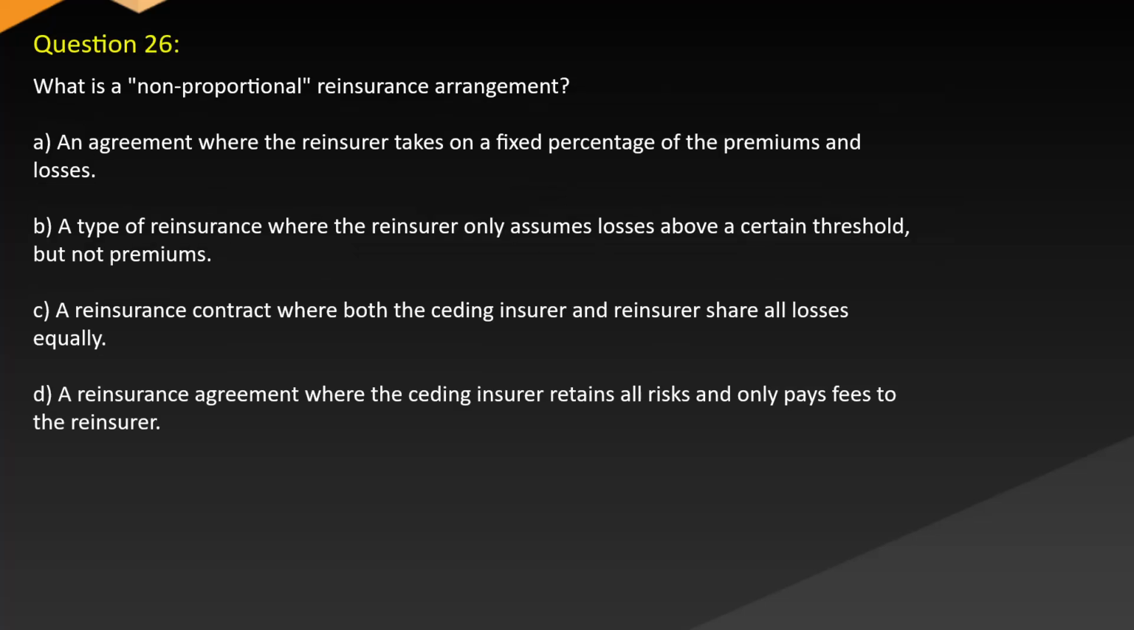Question 26. What is a non-proportional reinsurance arrangement? A. An agreement where the reinsurer takes on a fixed percentage of the premiums and losses. B. A type of reinsurance where the reinsurer only assumes losses above a certain threshold but not premiums. C. A reinsurance contract where both the ceding insurer and reinsurer share all losses equally. D. A reinsurance agreement where the ceding insurer retains all risks and only pays fees to the reinsurer.